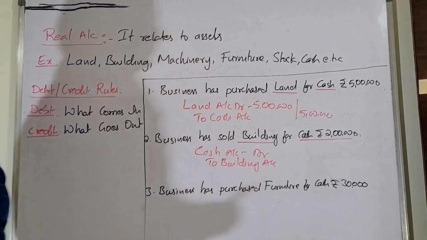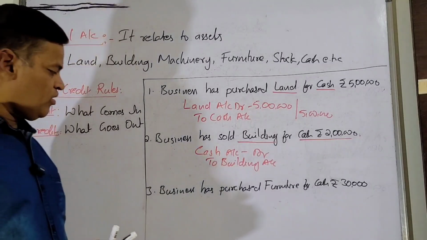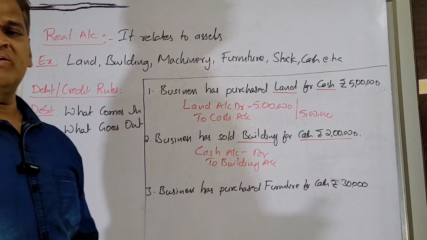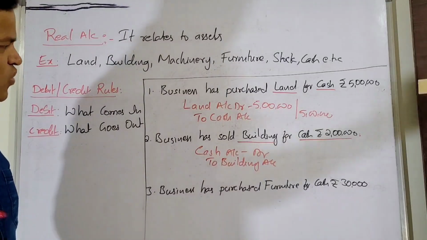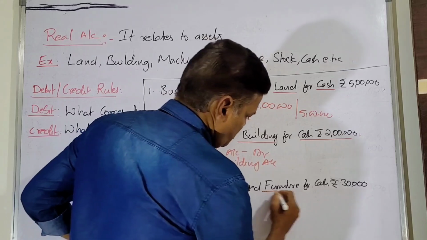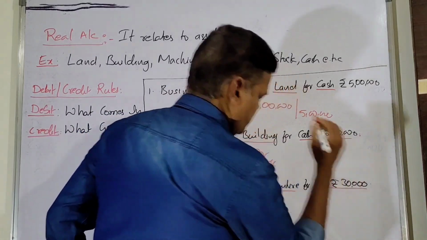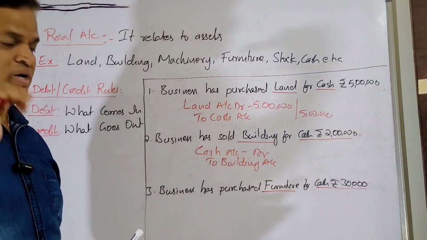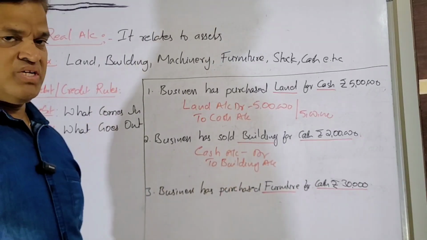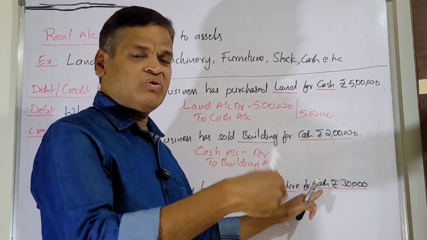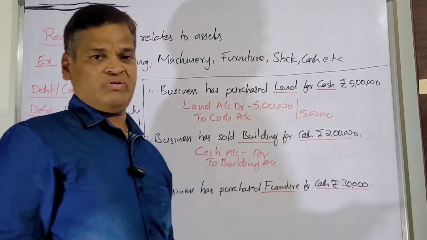So we'll see one more transaction. Business has purchased furniture for cash rupees 30,000. So in this we have two assets. We know the examples of assets. One is furniture, second one is cash. So here we have to understand which asset is coming in, which asset is going out. Business purchased furniture. Furniture is coming in. We are paying 30,000 rupees cash, hence cash is going out, right?